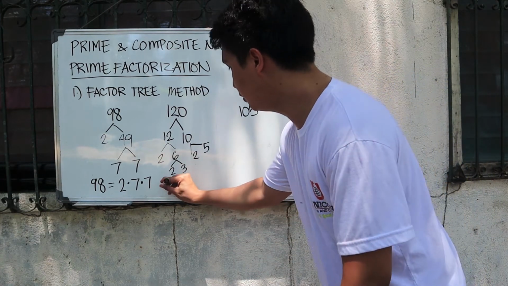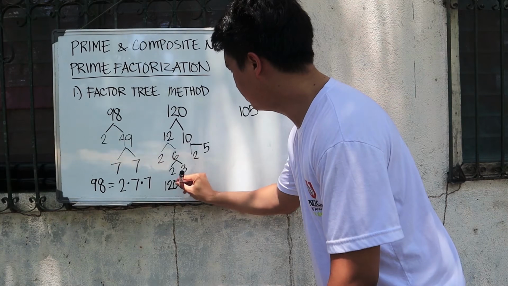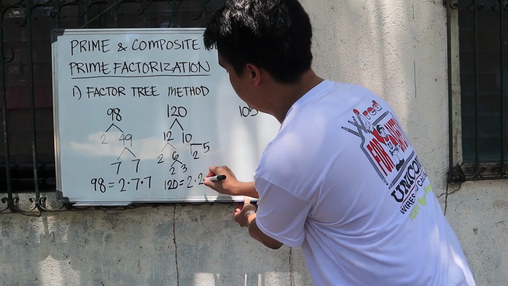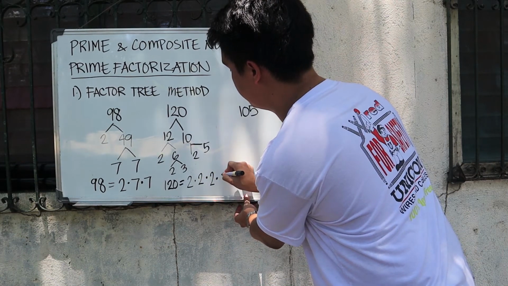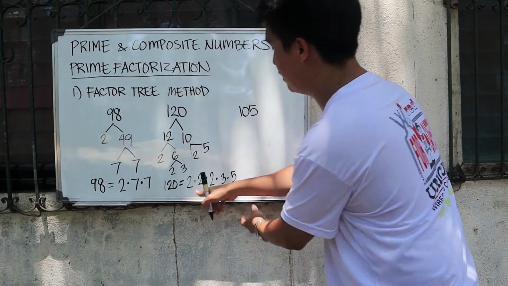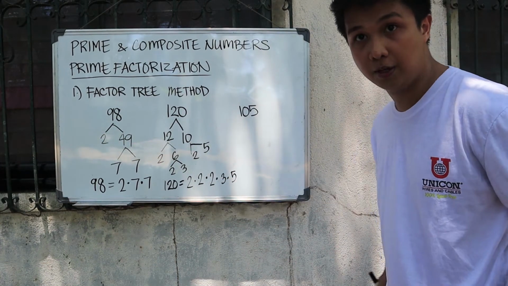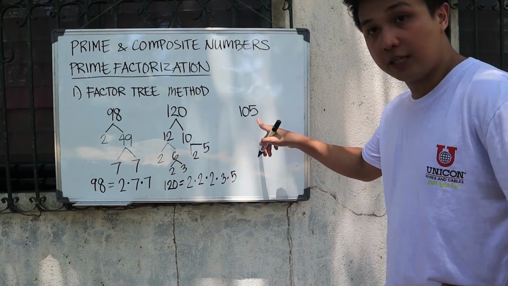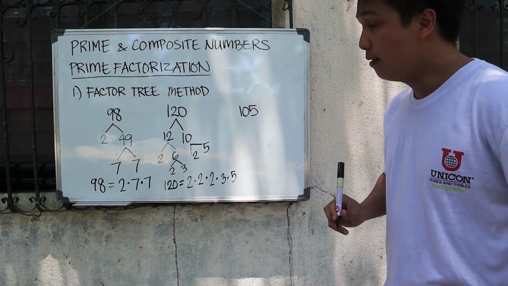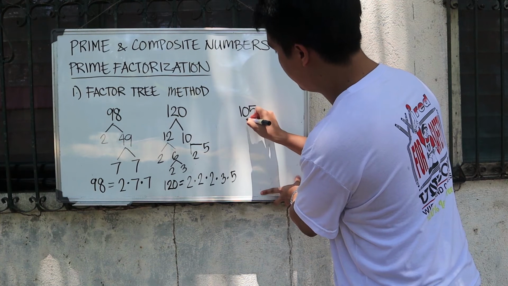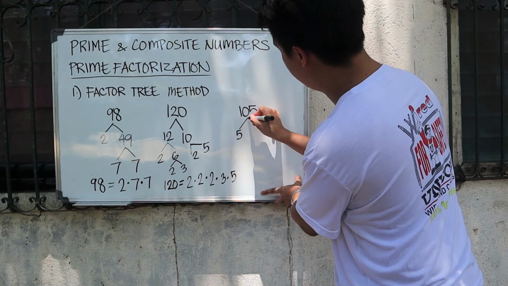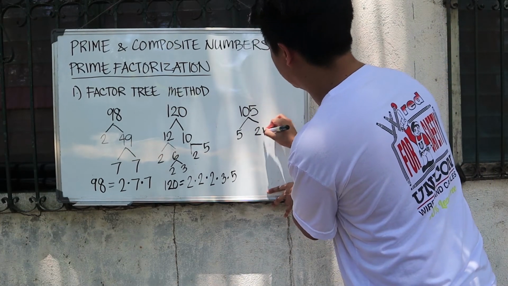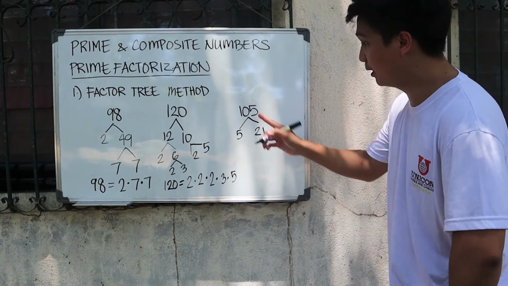Let's write that down. 120 equals, ipasunuron ta lang sila, 2 times 2 times 2 times 3 times 5. And this is the prime factorization of 120. Let's try 105. 105 ends in 5, so meaning it is divisible by 5. So, 5 is prime, so pwede ito na masulat ang 5. Ano nga number kung i-times ta sa 5 will give us 105? That is 21.